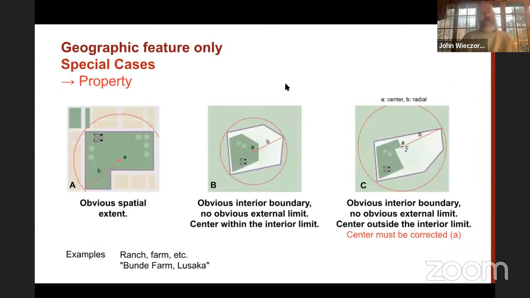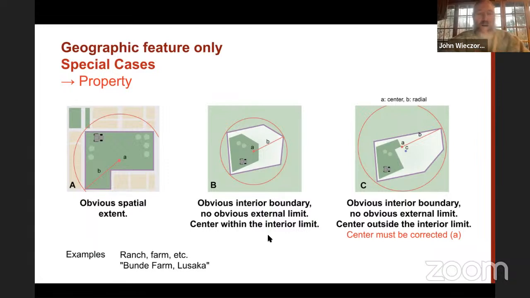The second special case is a property. This isn't where a street address comes into play, but rather where there might be some ranch or a farm or a wild animal park that's basically small in size usually, is mentioned, and we can define it by its spatial extent. Sometimes those are very obvious. An example might be a school. You can see the school grounds on a satellite map, and you can draw the boundary around the school grounds perfectly well. In other cases, it's not so clear.